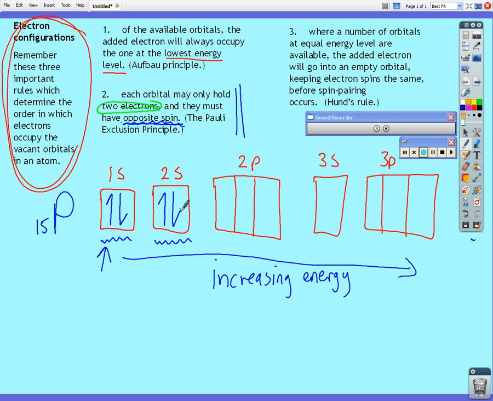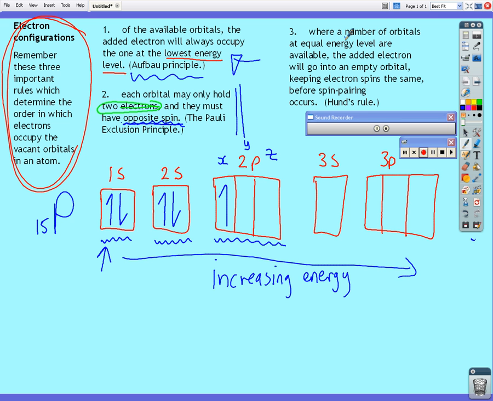Now the 5th electron, again following our rules here, is going to go into the orbital with next lowest energy, the Aufbau principle. So that electron's going to go in here. So we've got 5 electrons. Now we've got 3 orbitals at the p level. There's an x orbital, a y orbital, and a z orbital. They've all got exactly the same energy.